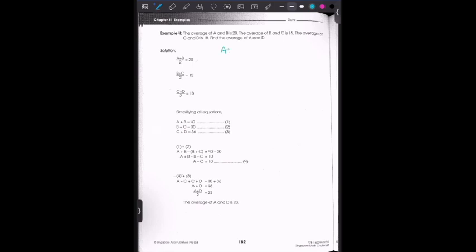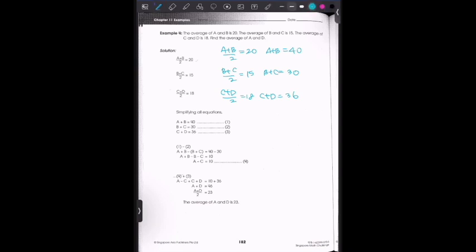So A plus B divided by 2, since we only have 2 numbers being involved, is going to be 20. And so we know that A plus B is 20 times 2, which is 40. Similarly, B plus C divided by 2 is going to be 15. So B plus C equals 15 times 2, which is 30. Then the average of C and D is 18. So C plus D divided by 2 is going to be 18. So C plus D is 18 times 2, which is 36.